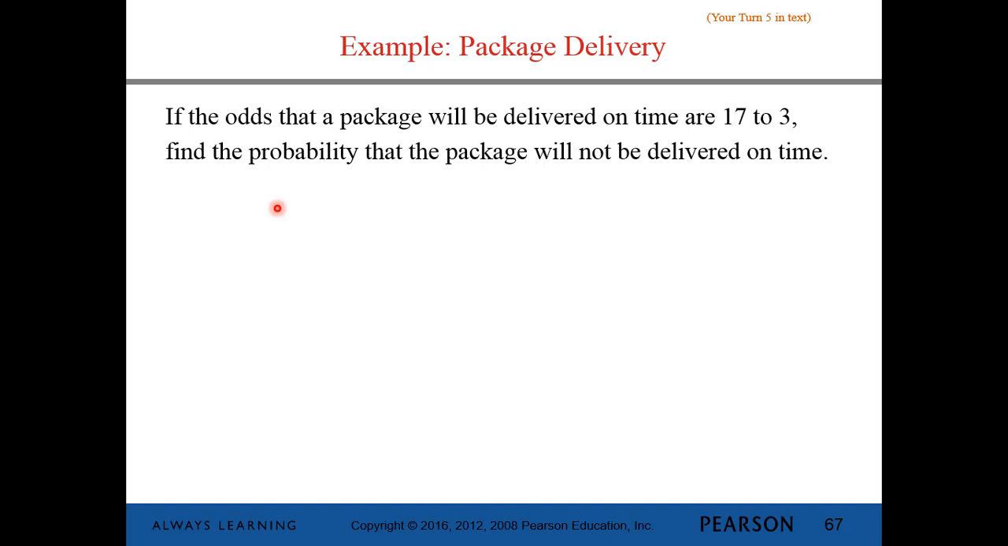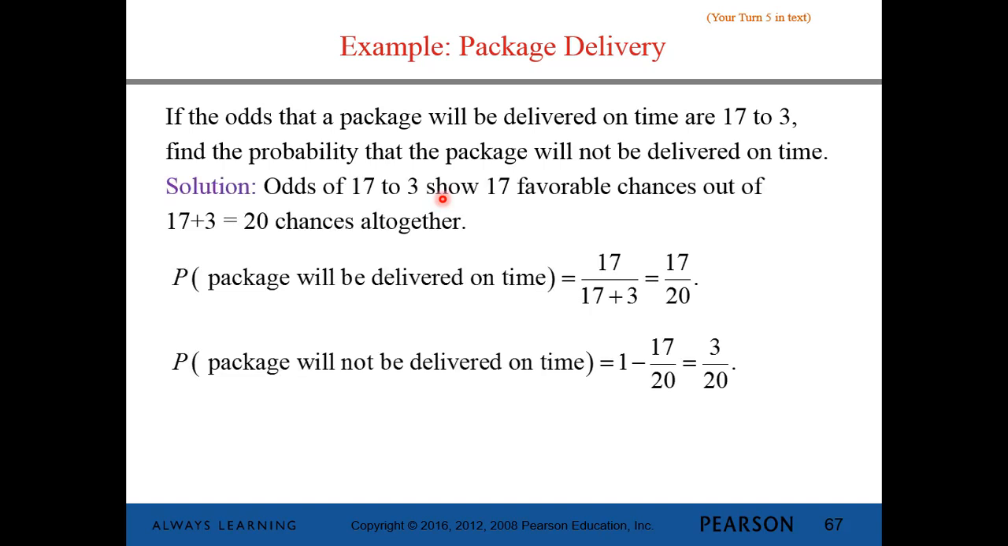Or if you write it as a decimal, it'll be 0.15. So 0.15 is the probability, or 3/20, that it won't be delivered on time. Well, guess what? Then the probability that it is delivered on time is 17/20.